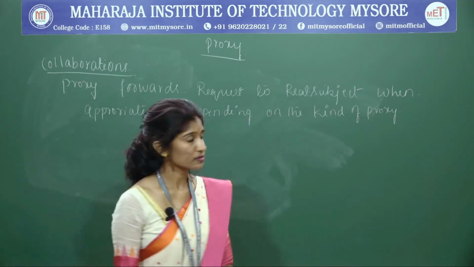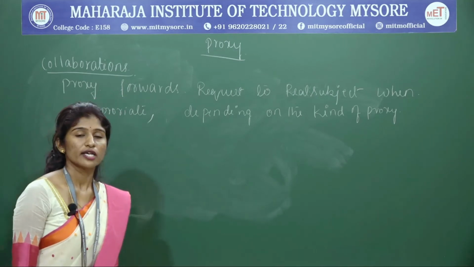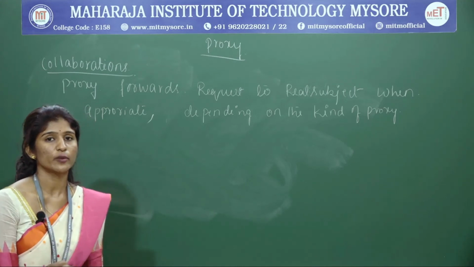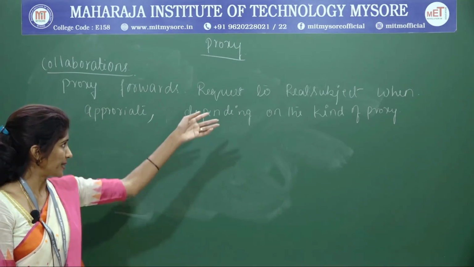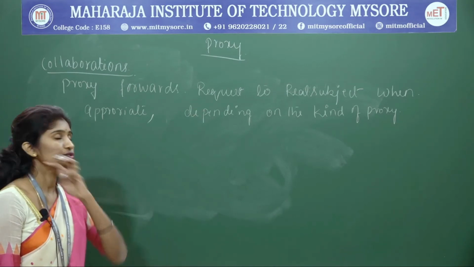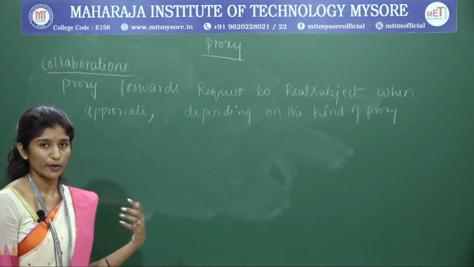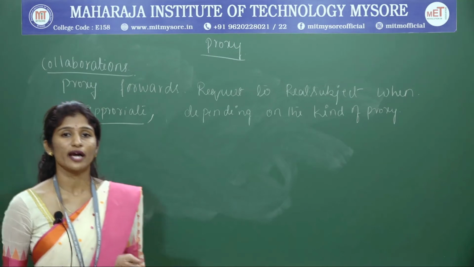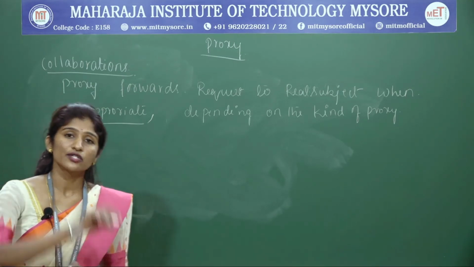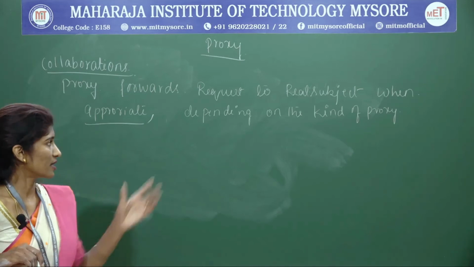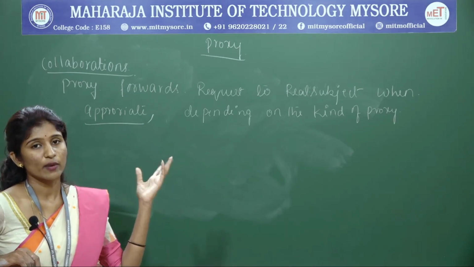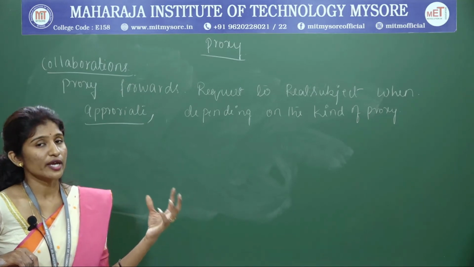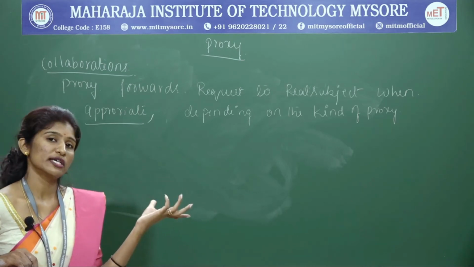So here the proxy is being collaborated in such a way that whatever request it gets, it is just going to forward that request to a real subject, as I have mentioned there. Proxy forwards request to the real subject when appropriate. Why have we mentioned this? We have three kinds of proxy design patterns: the remote proxy, the virtual proxy and the protection proxy, right? Based on the kind of proxy, you can decide whether to forward the request to a real subject or not.